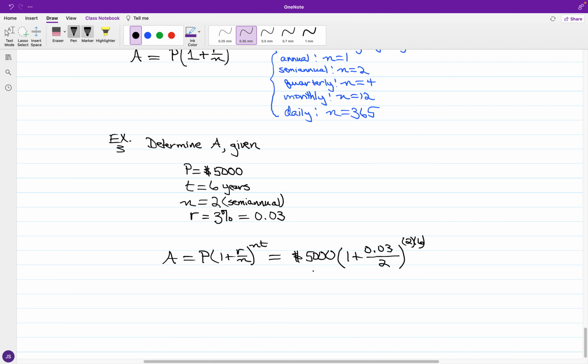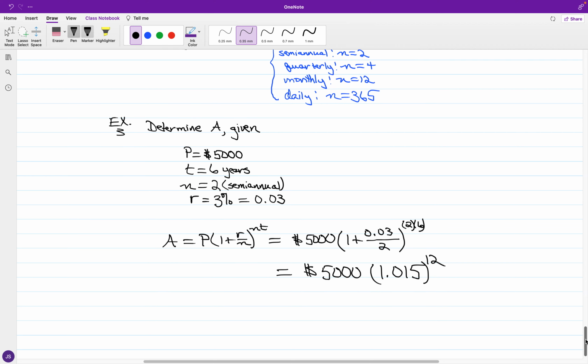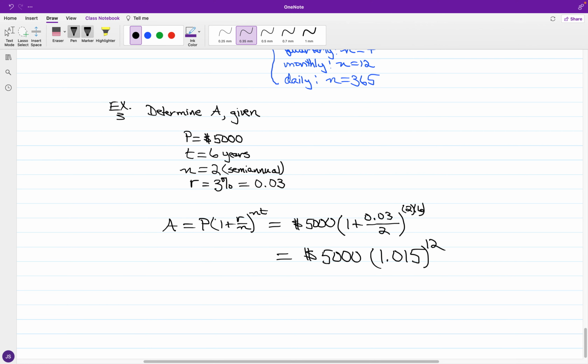Okay, so you got $5,000. You have times quantity of 1 plus 0.03 over 2. And you have to the 2 times 6 degree. Okay, so looking at the sum, okay, so you got 0.03 over 2. That's going to be a 0.015 added to 1. Okay, so I got $5,000 is for the principal. The sum, 1 plus R over N. Okay, that is going to be at 1.015.